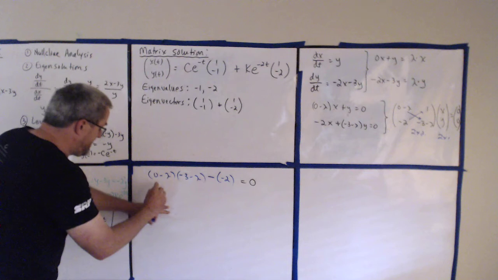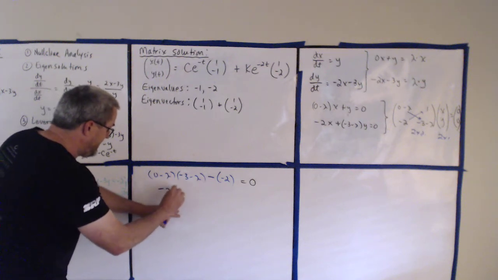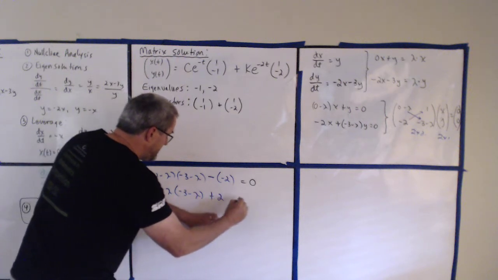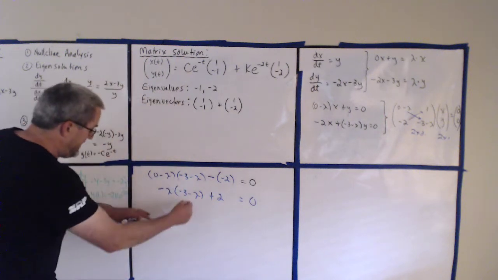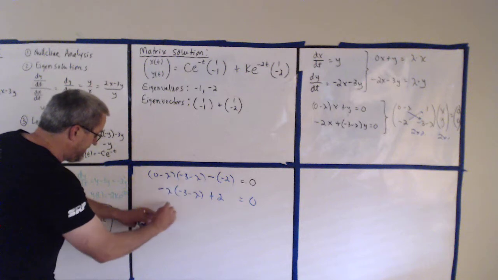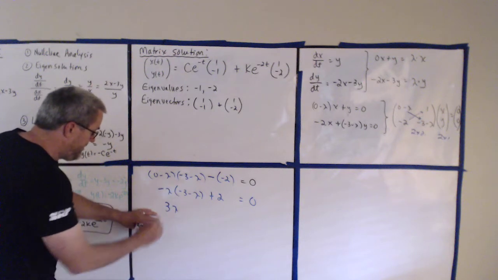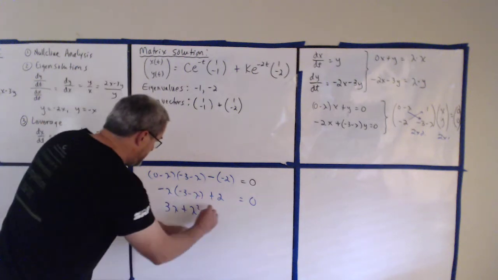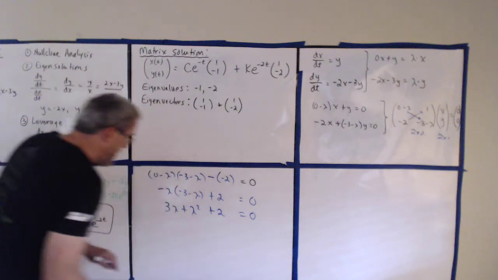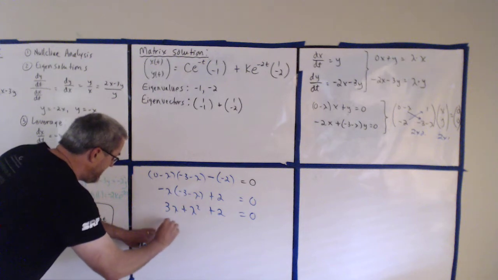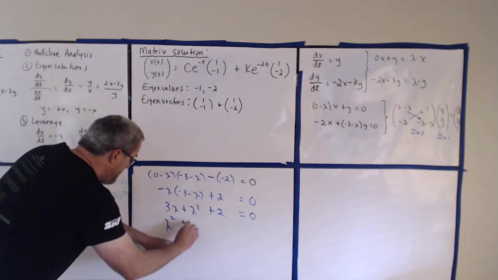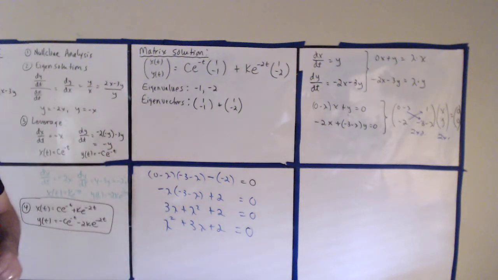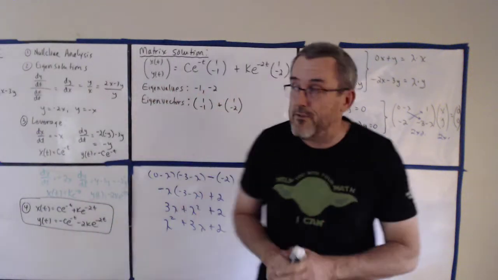So I hope you can see that 0 minus lambda is just negative lambda. Minus a minus, so it's going to be a +2. If I distribute that negative lambda, it's going to be +3 lambda minus a minus plus a lambda squared plus 2 is equal to 0. Or more conventionally, if we put it in decreasing order, lambda squared plus 3 lambda plus 2 is equal to 0. Now keep in mind, let's not lose sight of what we're going for here.